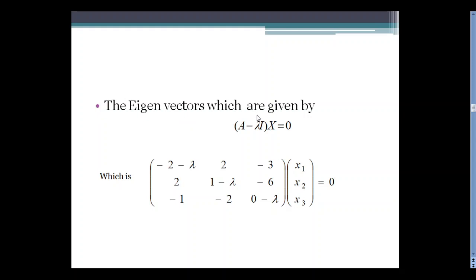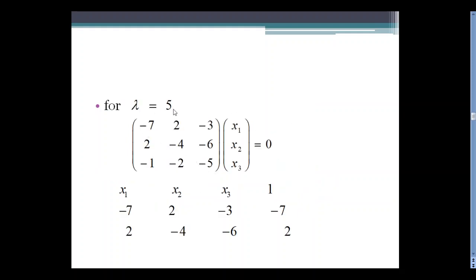Now to find the eigenvectors, we use A minus lambda I into x equal to 0. When you substitute A minus lambda I, this equation is multiplied with the vector x1, x2, x3, which is 0. We get three different equations, and we put lambda equal to 5. So look at the matrix. Here I have got three different equations.